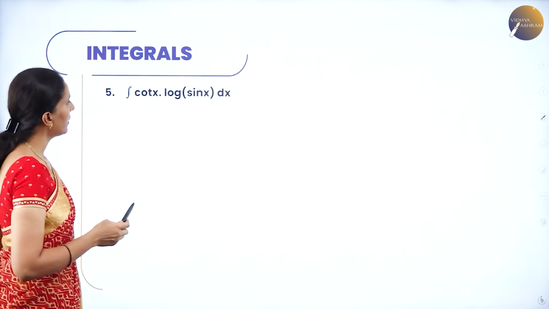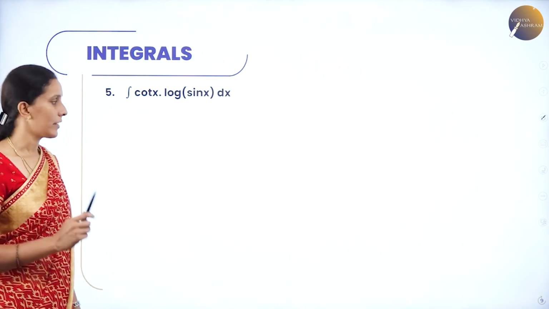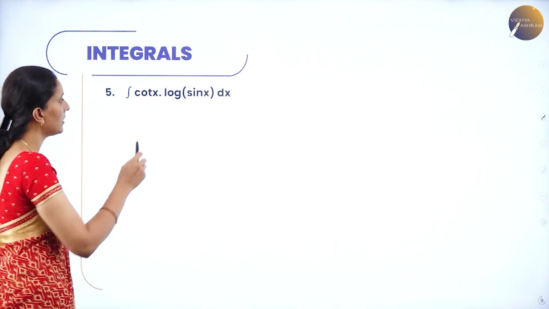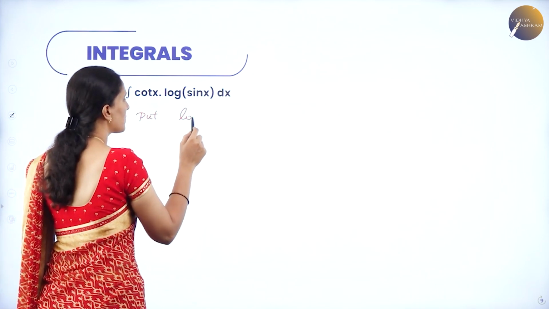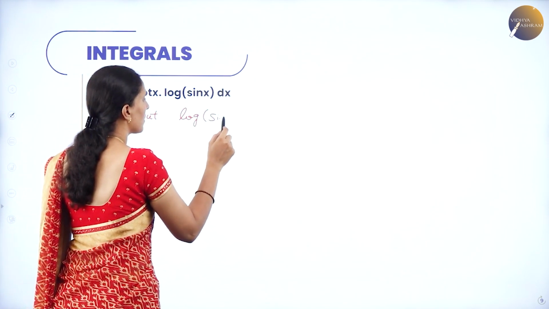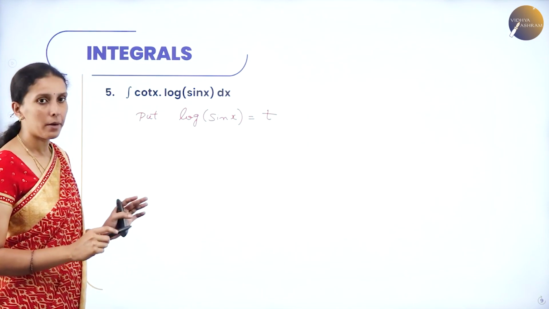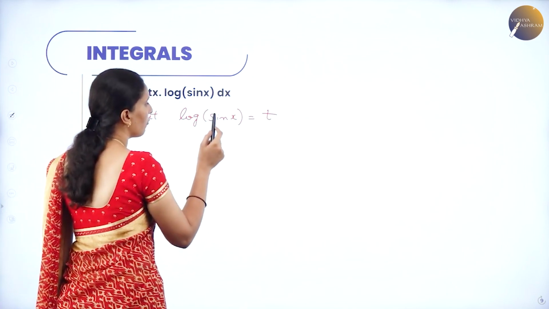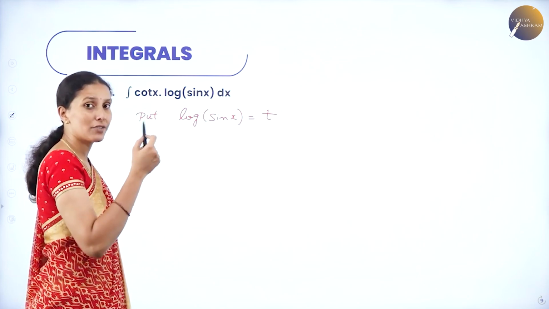Next, we have integral of cot x into log of sin x dx. So, here we will just use the simple method. Put log of sin x equal to t. So, now we have two different parameters. Let's differentiate on both sides. What is derivative of log of any function? Derivative of log x is 1 by x.